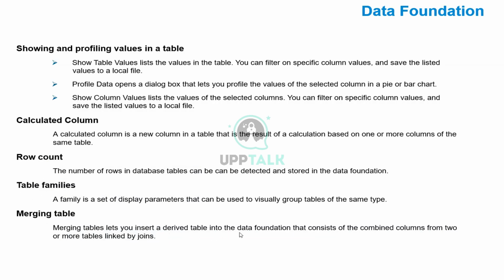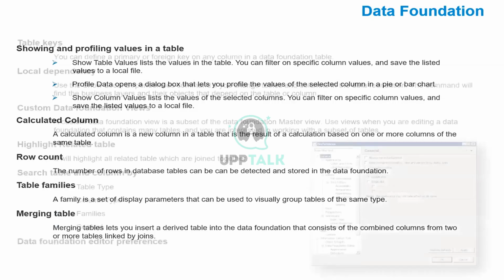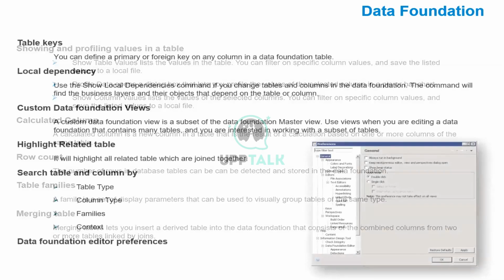Merging tables lets you insert a derived table into the data foundation that consists of the combined columns from two or more tables linked by joins. It is like we will create one table using two or three tables. In that scenario, we will merge it. But that requirement is not very frequent.